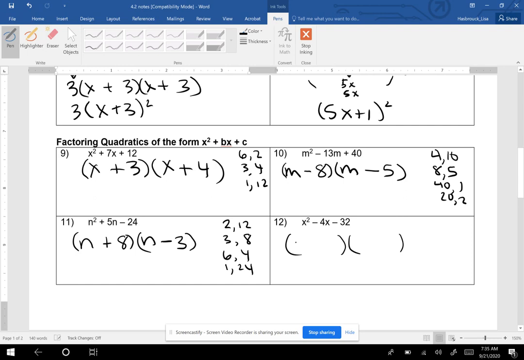For number 12, 2 sets of parentheses again. X squared is x times x. For 32, we have 2 and 16, 32 and 1, 8 times 4. And looking at these so far, I can already tell 8 and 4 would work. It needs to be a negative 8 to get a negative 4 in the middle and a positive 4.